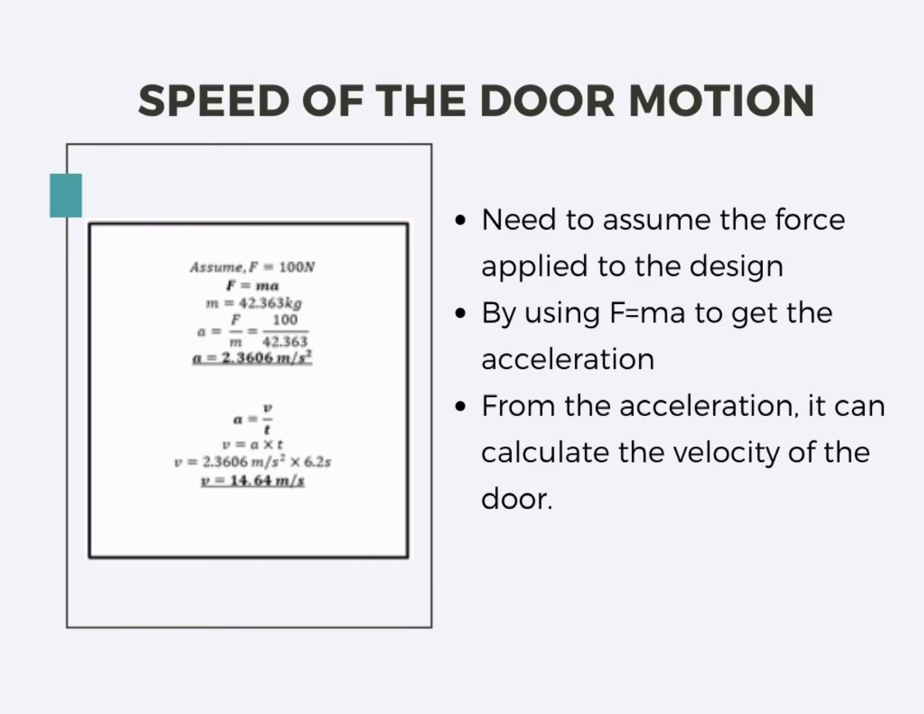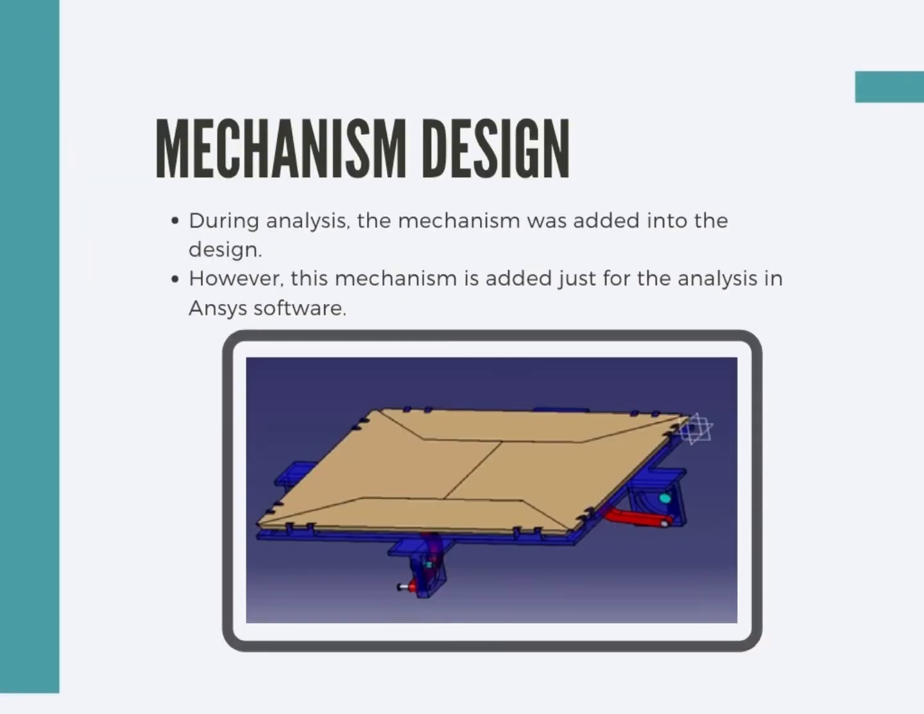From the acceleration, I need to find the velocity. The velocity is acceleration times the difference in time between door open and close. So, 2.3606 times 6.2 seconds and I get a velocity of 14.64 meters per second. During analysis, a mechanism was added into the design to make sure the analysis runs smoothly. However, this mechanism is added just for the analysis in ANSYS software.